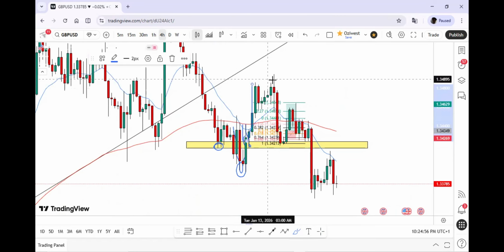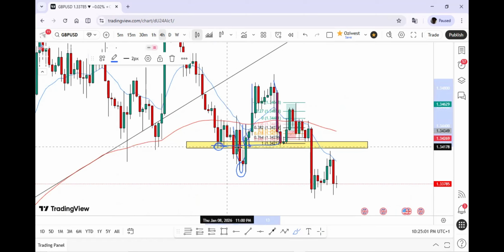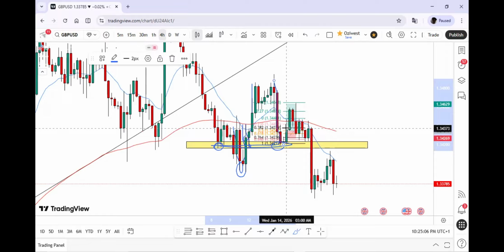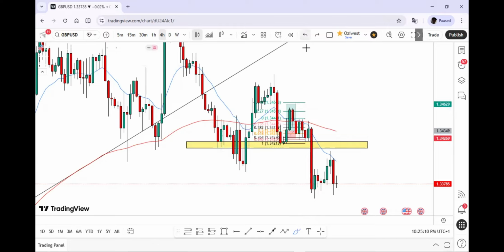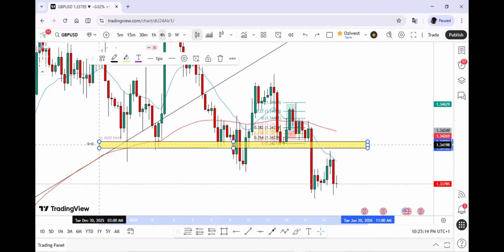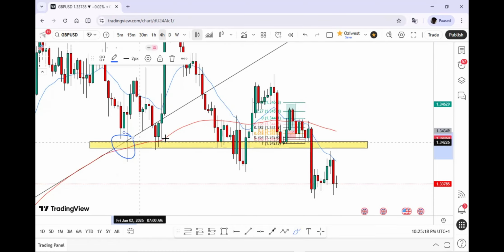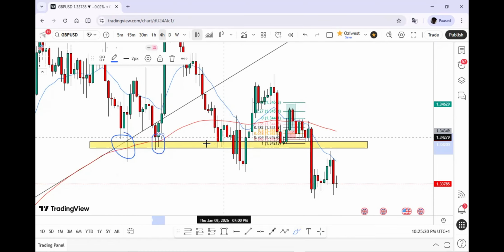So now price again came all the way down to that level of support again, and now gives this engulfing candlestick right there. Even if we drag this here, you see that price has respected this level multiple times. Price has respected this level.